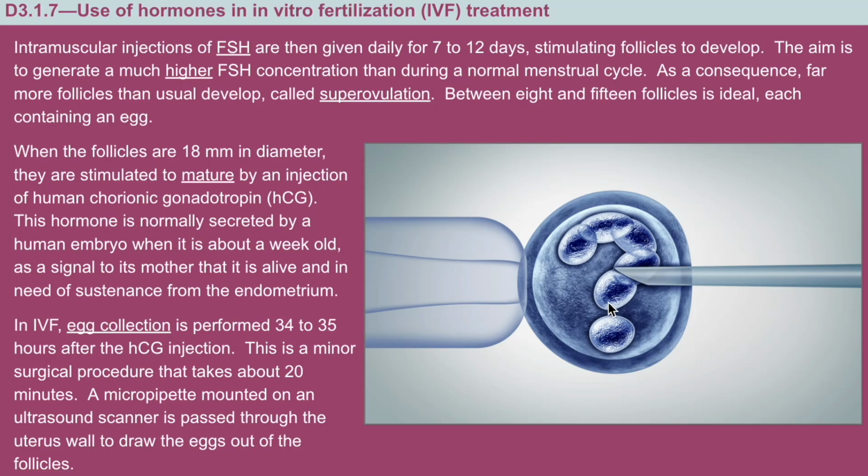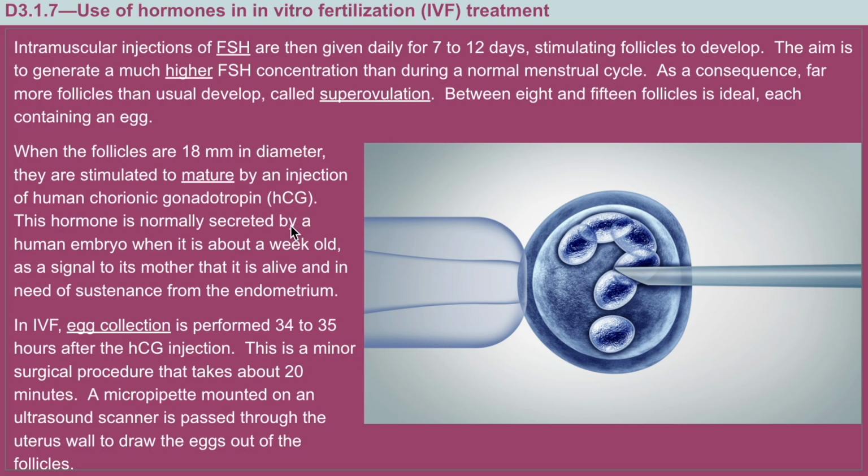When they reach a certain size, they're stimulated to mature by an injection of HCG, human chorionic gonadotropin. That hormone is normally secreted by a human embryo when it's about a week old as a signal to its mother that it's alive and in need of sustenance from the endometrium. We're going to see it again later, as the hormone that is used in pregnancy tests to determine whether a woman is pregnant. Now, in IVF, egg collection is performed 34 to 35 hours after that HCG injection.